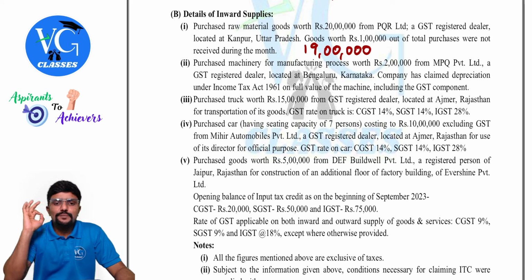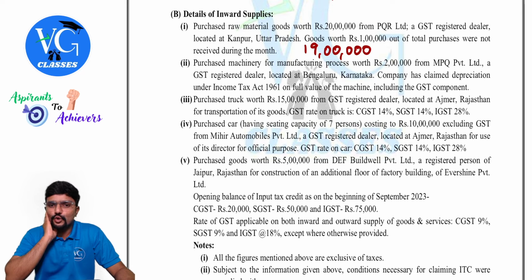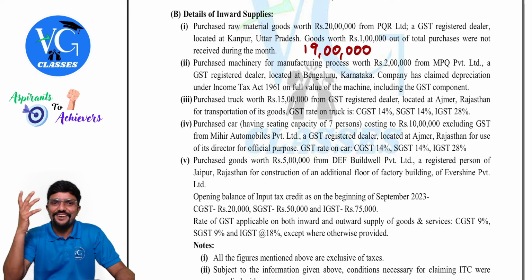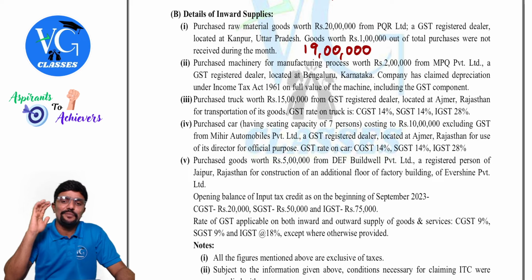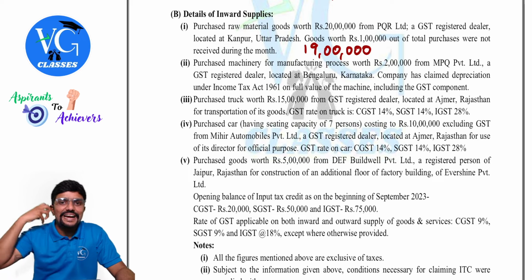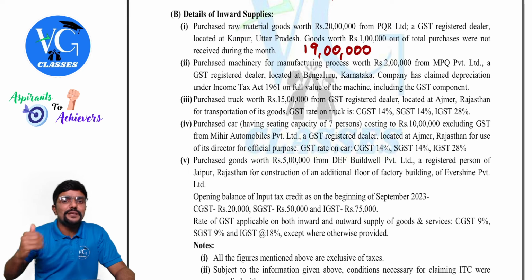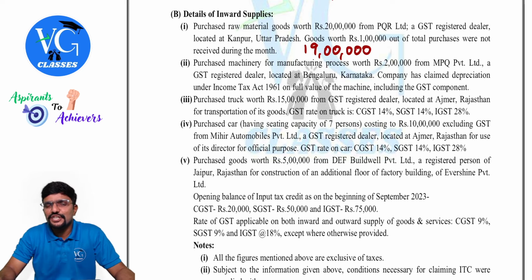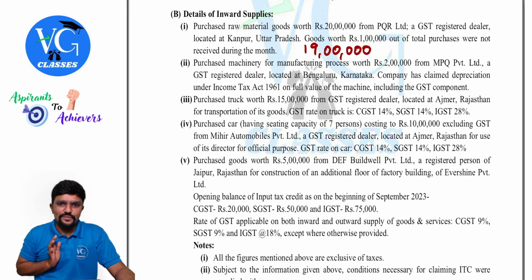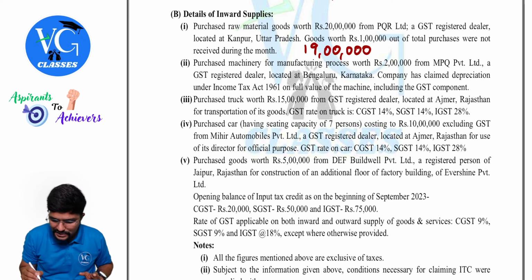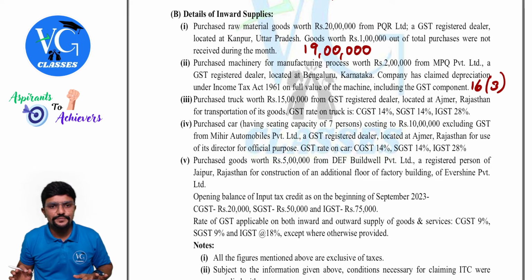Next, purchased machinery for manufacturing process worth 2 lakh from MPQ Private Limited, a GST registered dealer located at Bangalore, Karnataka, our place. Company has claimed depreciation under Income Tax Act 1961 on full value of machine, including the GST component. As the GST component is added to the cost of the asset and they have claimed depreciation under Income Tax Act, that is under section 32, guys, credit will not be given. Credit is not available. As per section 16, subsection 3, credit is not available, guys. Credit is not available on this.